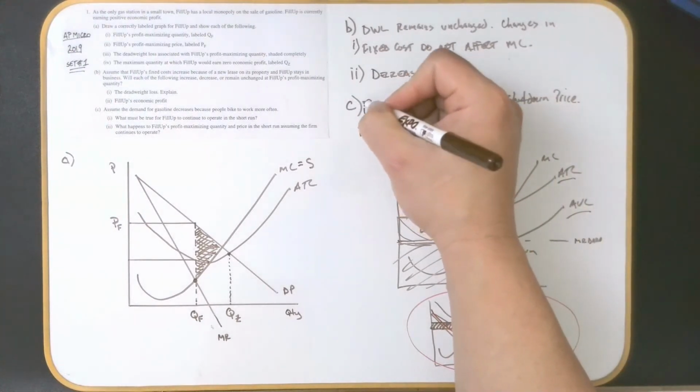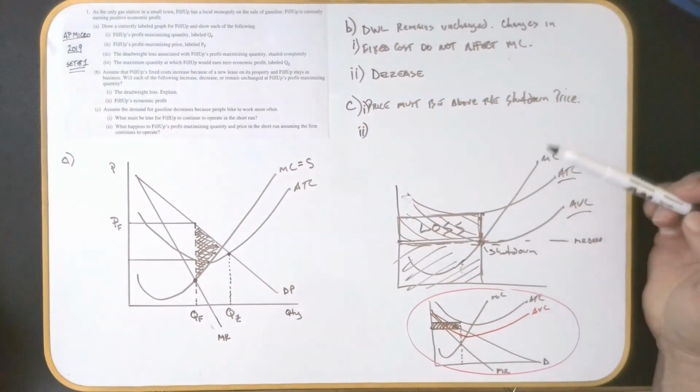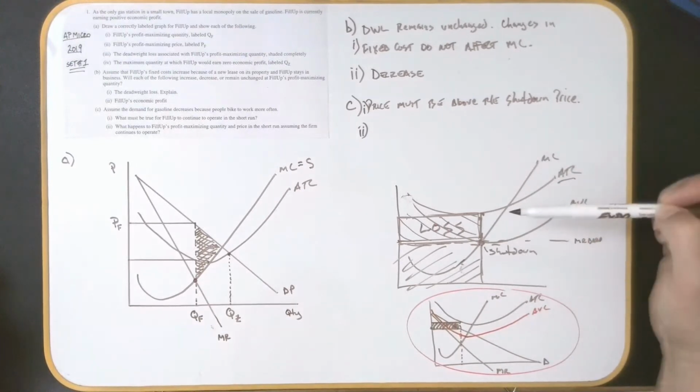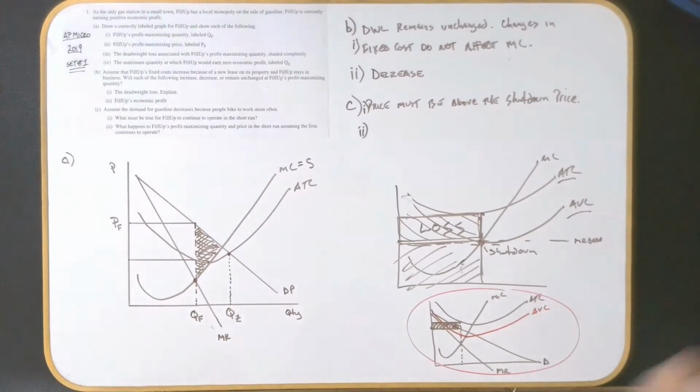And then here is 2. And again, all of those graphs, if you go back into the PowerPoints from earlier in the year, you'll see those graphs, and there's lots of really good examples. Part 2 says, what happens to Philip's profit maximizing quantity and price in the short run, assuming the firm continues to operate? So if you continue to operate, the profit maximizing quantity, let's go to, might have to draw a new graph, or maybe we can use this one. But if there's a decrease in demand, that is going to be changing.